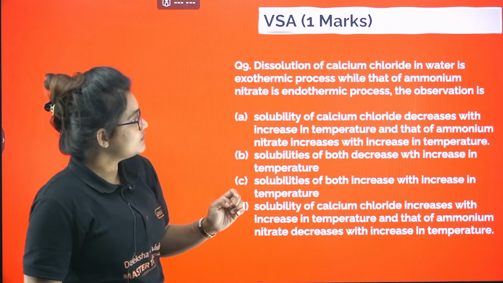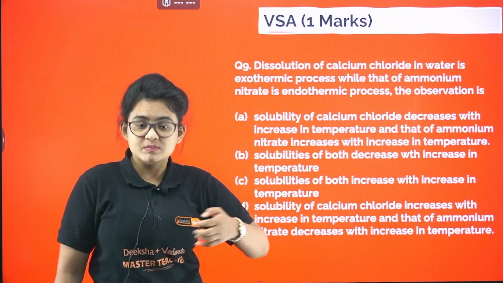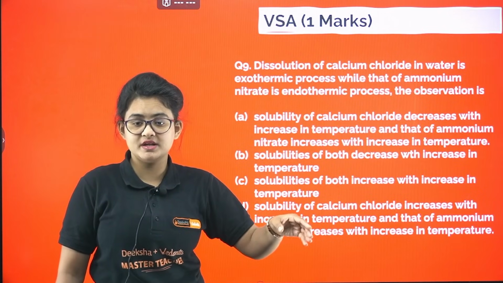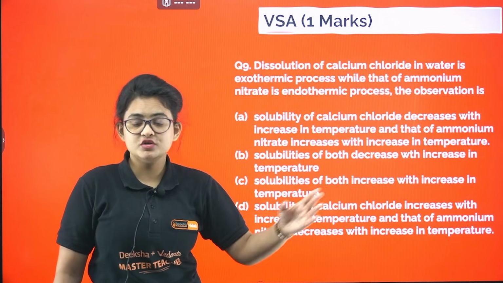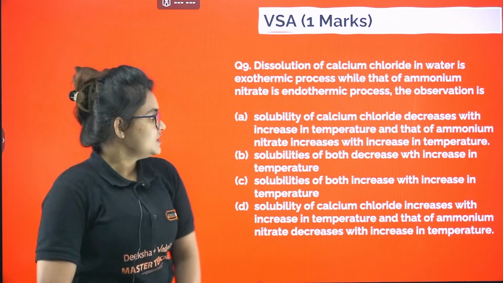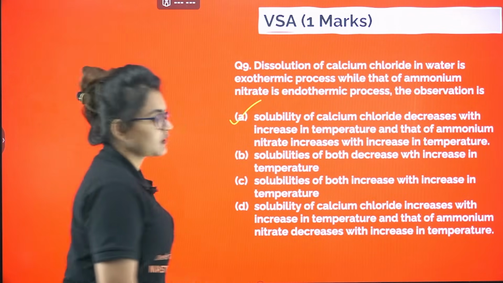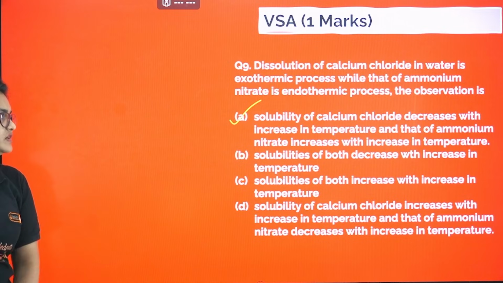Now ammonium chloride is endothermic, it's a temperature-required process, right? You need temperature. If you increase the temperature for ammonium chloride, dissolution will be better. So option A is going to be the correct one. I guess it's clear up to this.